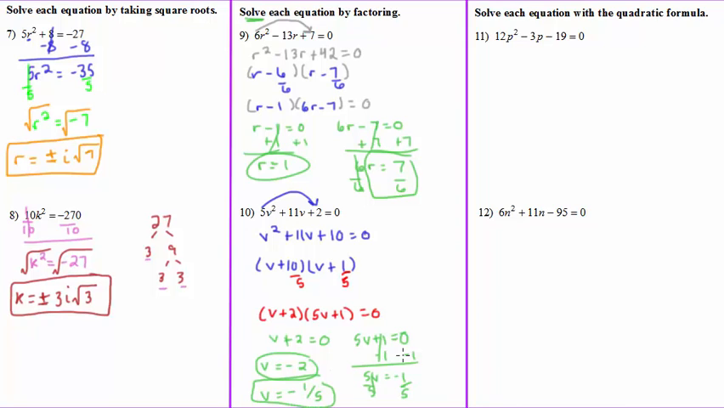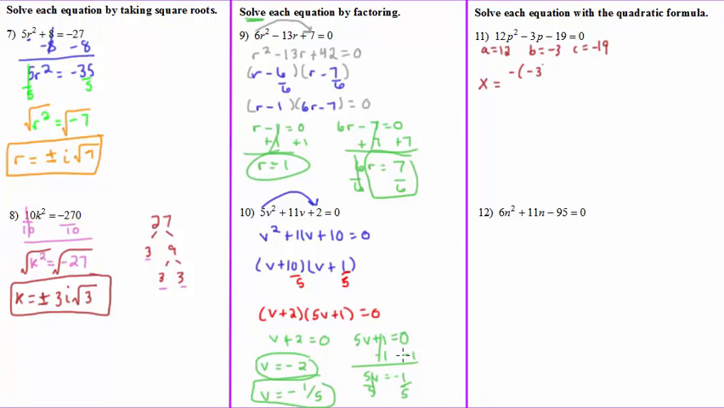Number 11. Solve each equation with the quadratic formula. If you don't have it out in front of you, go and find the quadratic formula if you don't have it memorized. We need a, b, and c. a is 12, b is negative 3, c is negative 19. And we're just going to plug it into the quadratic formula.